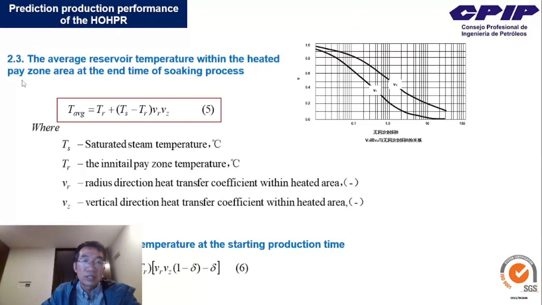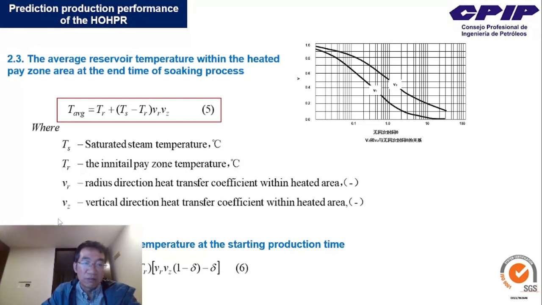The average reservoir temperature within the heated pay zone area at the end time of the soaking process is formulated here. The Ts means saturated steam temperature, and the Tr is the initial pay zone temperature, and the Vr is the radial direction heat transfer coefficient within the heated area, and the Vz is the vertical direction heat transfer coefficient within the heated area.